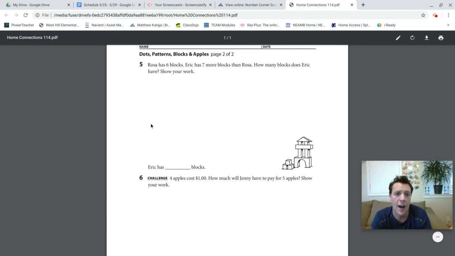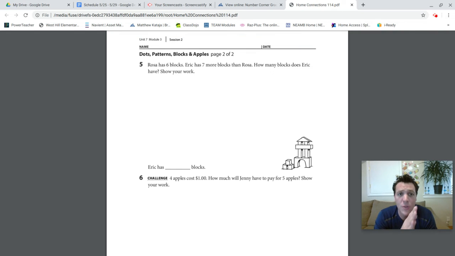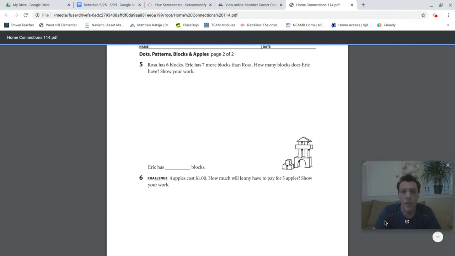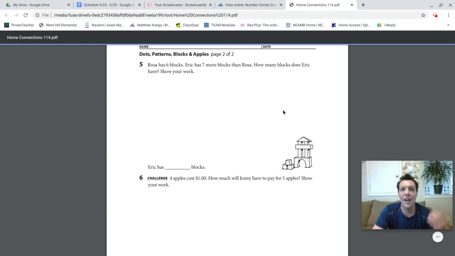So let's read number 5. Rosa has 6 blocks. Eric has 7 more blocks than Rosa. How many blocks does Eric have? Show your work. So one strategy that I like to use is drawing a picture. So if you're wondering, where do I even start, Mr. K? I don't know what to do. Draw a picture and watch me struggle with the drawing tool on the computer to show you what I mean.